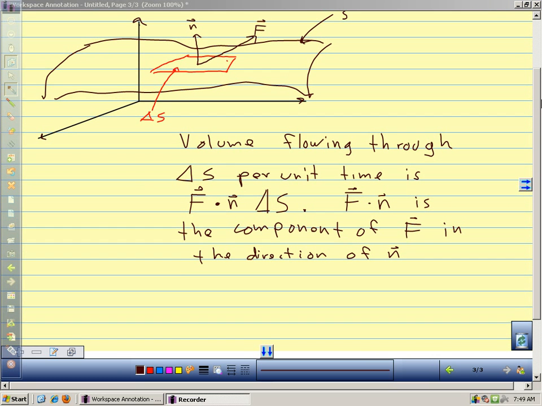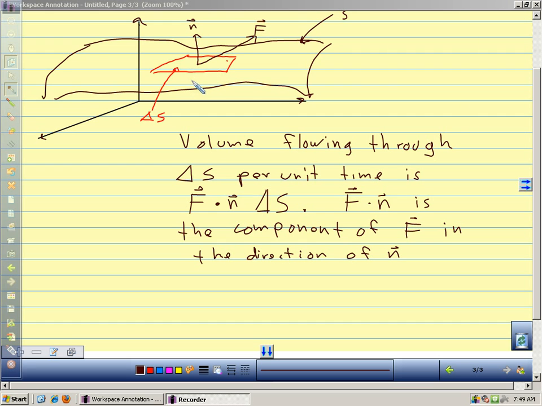And we're going to use the same argument that we've used a lot when we talk about these integrals. We're going to make delta S so small that we can consider F a constant at that point. So F isn't varying over this region delta S. Delta S is super tiny. So we're assuming that F is constant, and that this little element of area is a parallelogram.